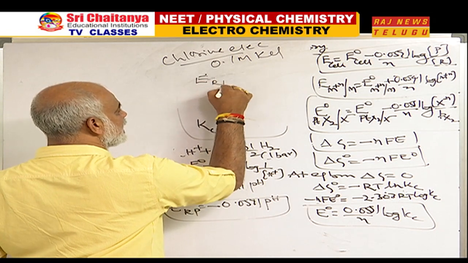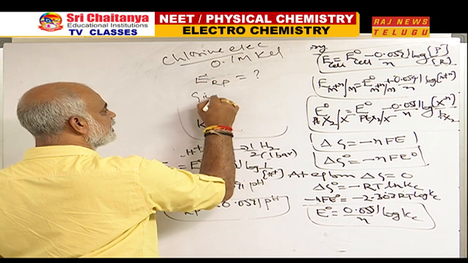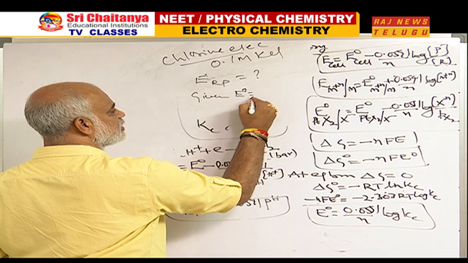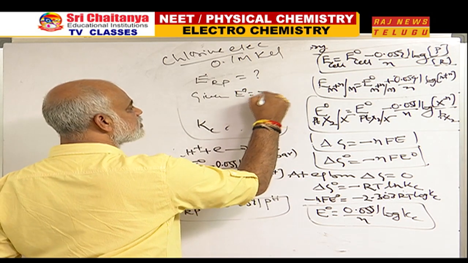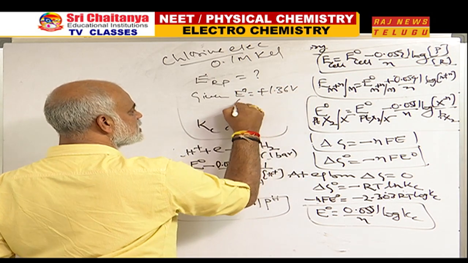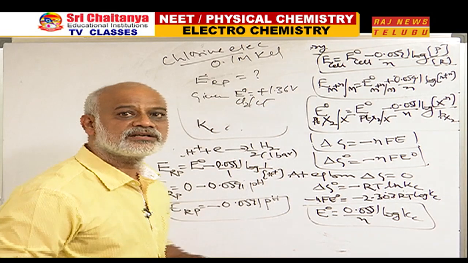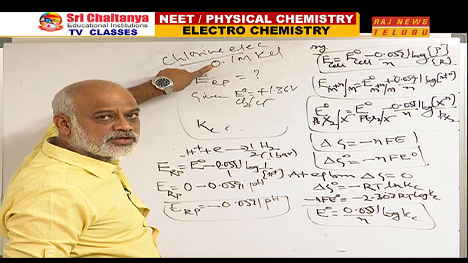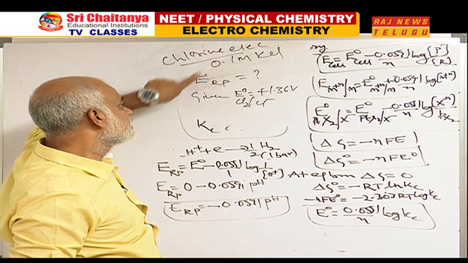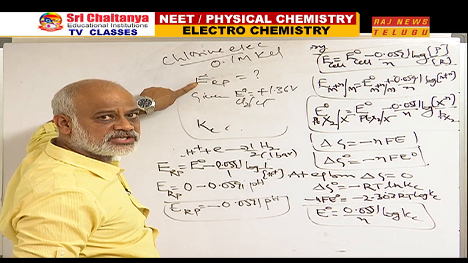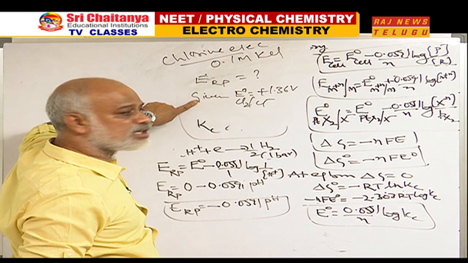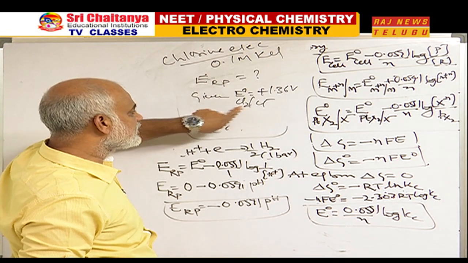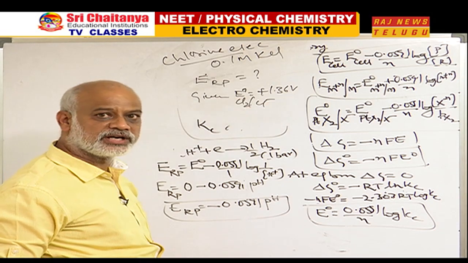What is the ERP of it? Given E naught is equal to plus 1.36 volts, E naught Cl2 Cl minus. The chlorine electrode is immersed in 0.1 molar KCl. He is asking what is the reduction potential of this chlorine electrode. E naught of the chlorine electrode, SRP, is given to be 1.36.